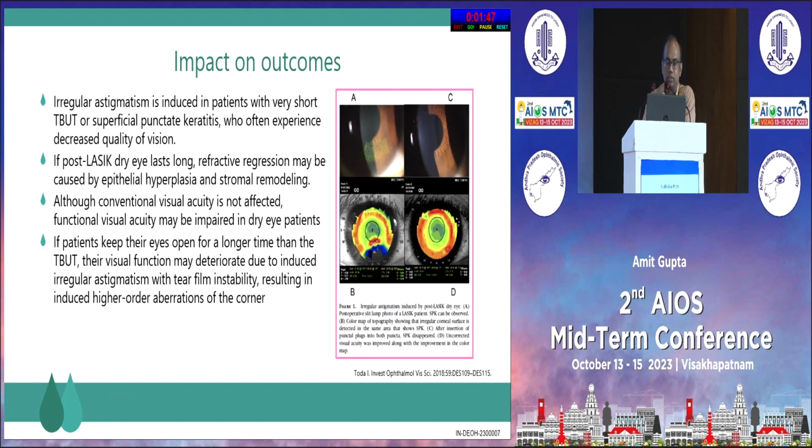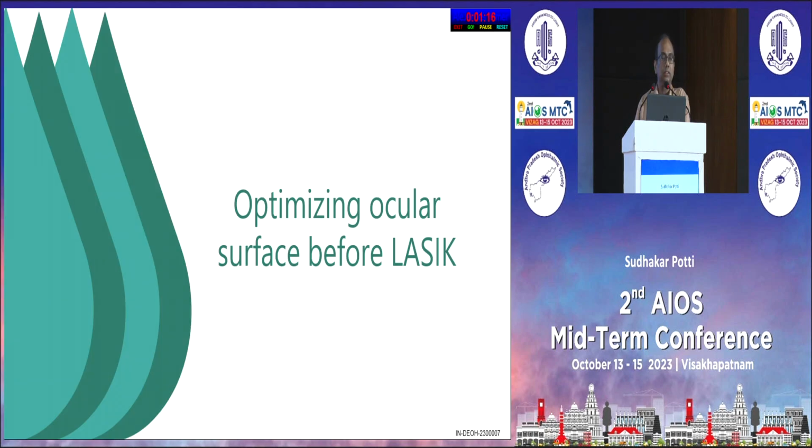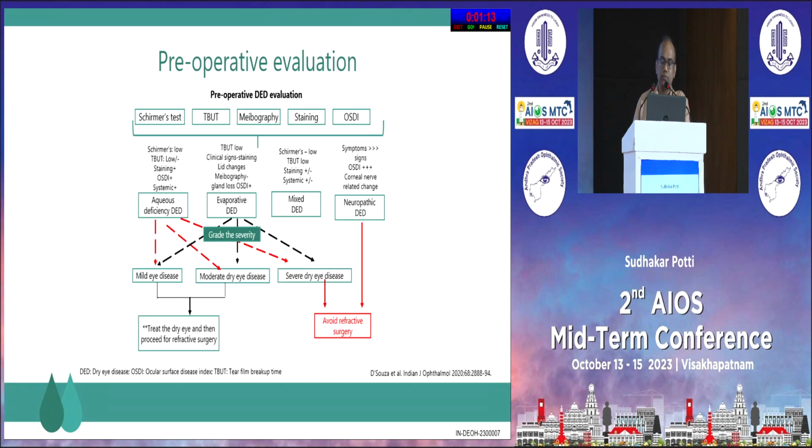The impact of LASIK on the ocular surface is that there is irregular astigmatism, which can be caused because of decreased T-BUT, and superficial punctate keratitis. If this is not addressed, this causes long-term refractive regression because of epithelial hyperplasia. So the very fact that you are doing a surgery to correct refractive error, you are again inducing regression by not treating the dry eye. And more than 50% of the patients who are dissatisfied with LASIK can be directly attributable to dry eye. So how do you optimize the ocular surface before and after the surgery?